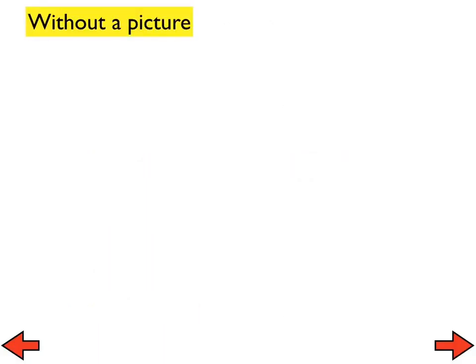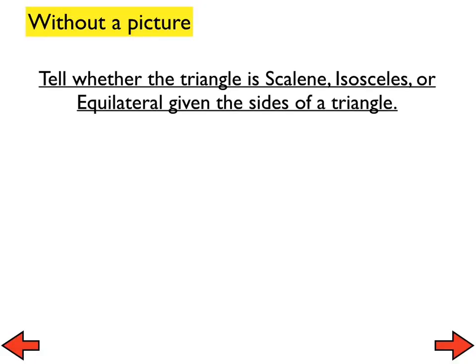Sometimes you're going to be asked to do the same thing we just did, but without a picture. So I'm just going to tell you the lengths of the sides. 5 inches, 12 inches, and 13 inches. They're all different, so that is called what, Julius? Scalene. Now, I didn't say anything about angles, right? All 3 of those are side lengths, so you can't tell me if it's acute, obtuse, or right. So you're just going to write scalene.